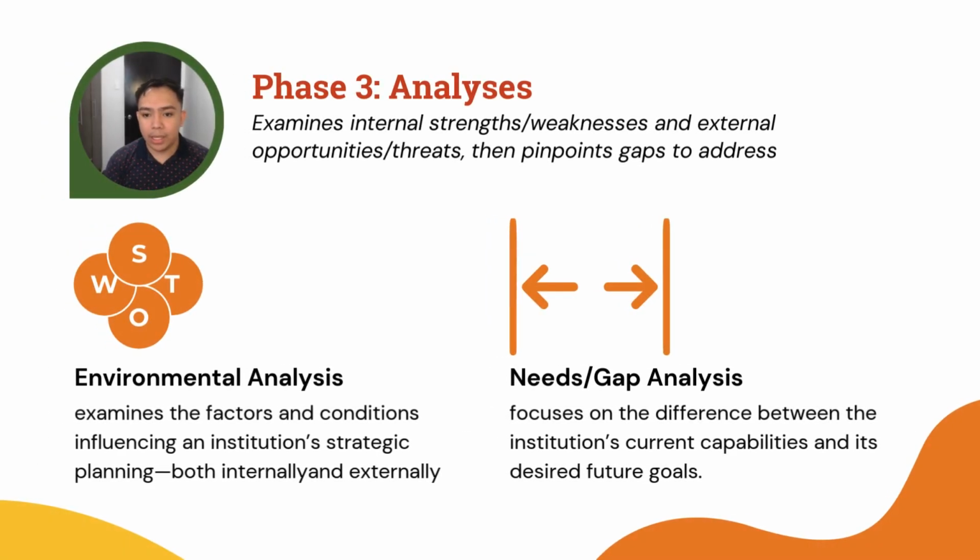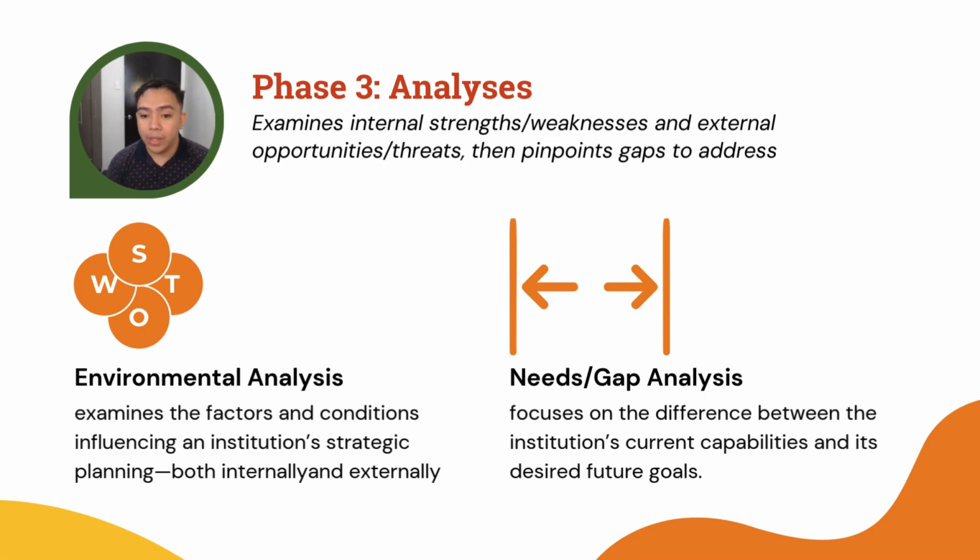Here in phase 3, the analysis basically just involves two things: environmental analysis and needs or gap analysis. When you say environmental analysis, we basically examine the factors and conditions influencing an institution's strategic planning. So this has to be internal and external strengths and weaknesses. Usually we conduct SWOT for this: strengths, weaknesses, opportunities, and threats in doing an environmental analysis.